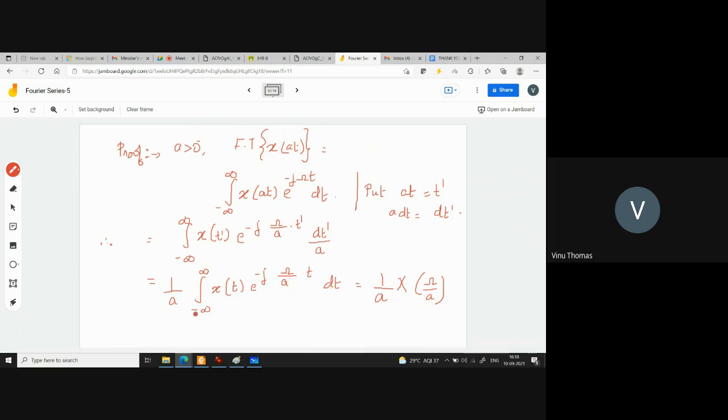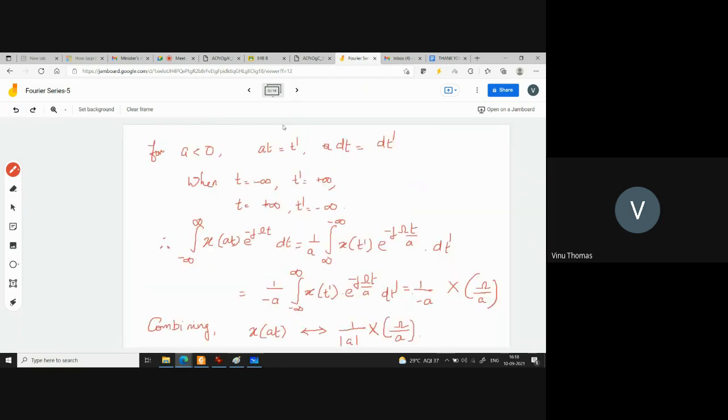So which you can write as. So what is this expression? So if this had been omega alone, I would have written this as X of omega. Now instead of omega, I have omega by a. So I write this as X of omega by a. So this is 1 by a into X of omega by a.